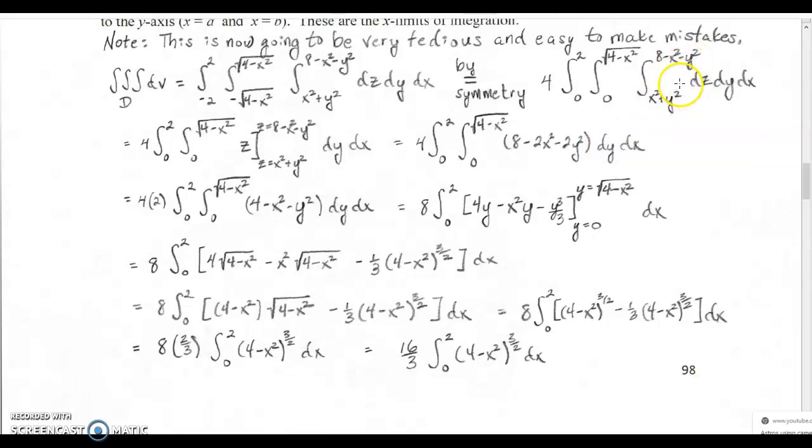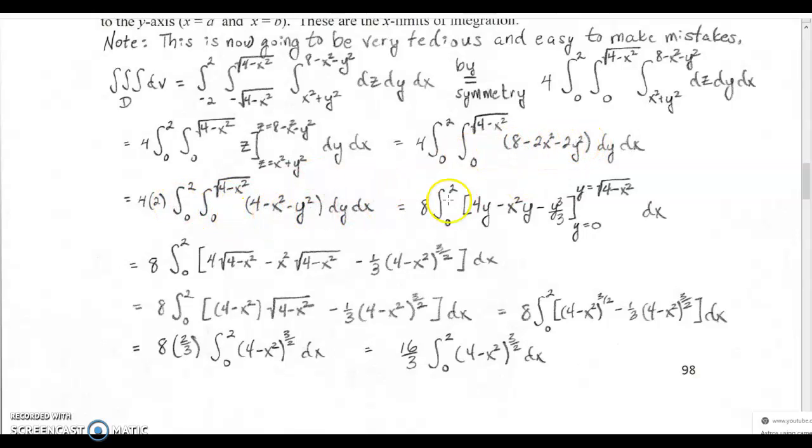So integrating 1 dz just gives me z. Evaluate that using the fundamental theorem of calculus. This is what I get after I simplify. Then I want to integrate with respect to y, so I'm going to get 8y minus 2x squared y minus 2/3 y cubed. What I do is factor out a 2. Actually, I factored out the 2 first up here. So I pulled out a 2, and that leaves me 4 minus x squared minus y squared.